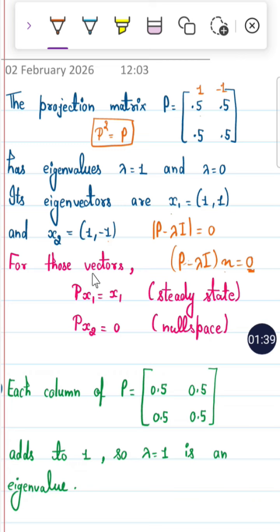So there are two eigenvectors: x1 equals (1, 1) and x2 equals (1, minus 1). For lambda equals 1, this implies P x1 equals x1, right? For lambda 1 this is x1, and for lambda 2 it is x2. This gives the whole null space, and a steady state, and this gives the null space of this projection matrix.